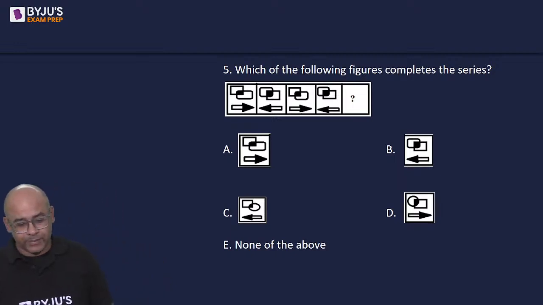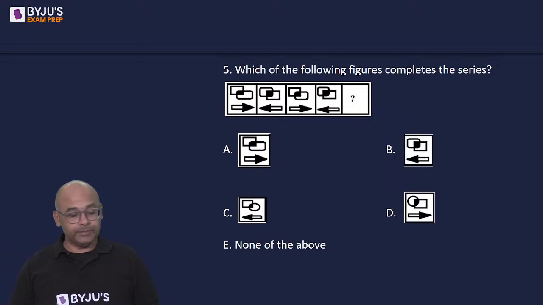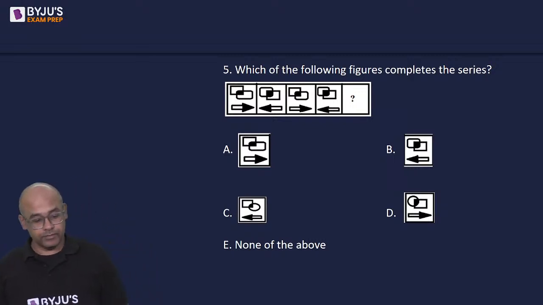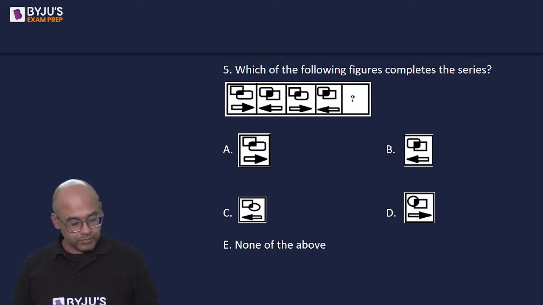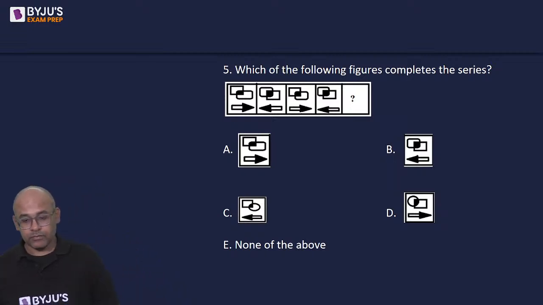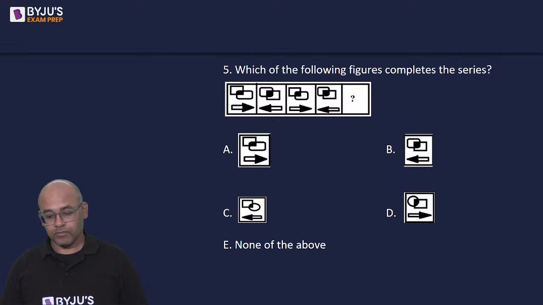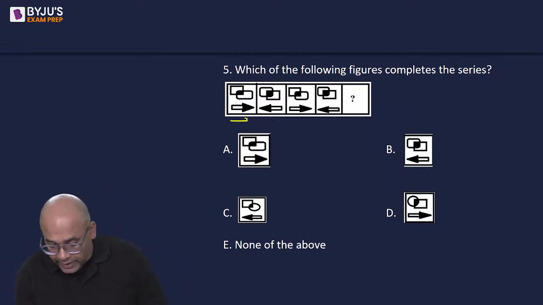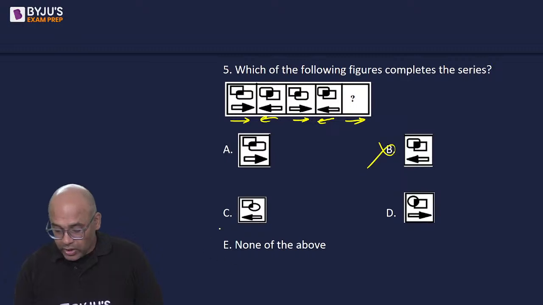I think we have done something similar to this. So give me the answer very quickly. Alright, so here if you notice the correct answer, basically what is happening here, a right arrow, left arrow, a right arrow, a left arrow. So the next one is supposed to be a right arrow. So this is wrong, this is wrong.